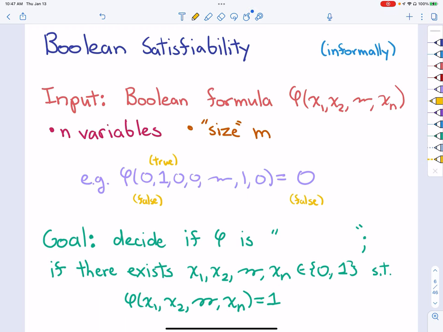And the goal is to decide if I can find some way to set the variables to be true or false so that the Boolean formula as a whole comes out to be true. In that case, we say the formula is satisfiable, if there is a set of variables that can make it come out to be true. And you're just given the formula. You're not told what it's supposed to be or something like that.